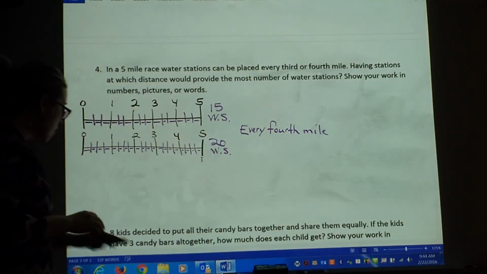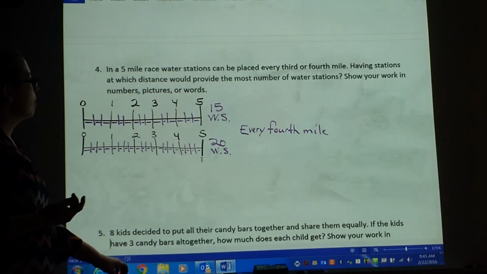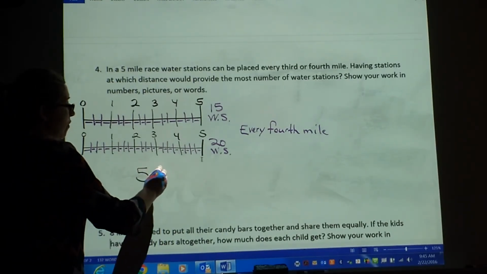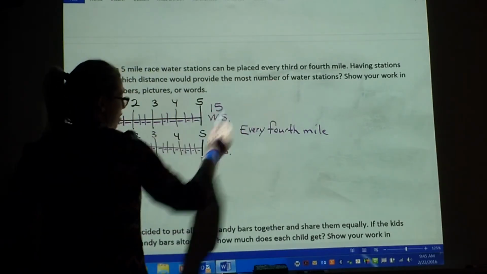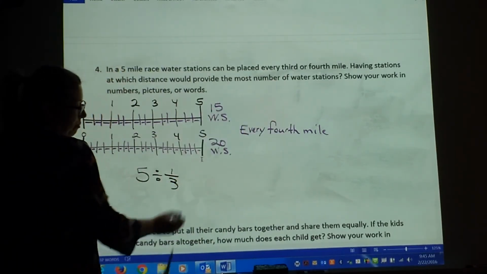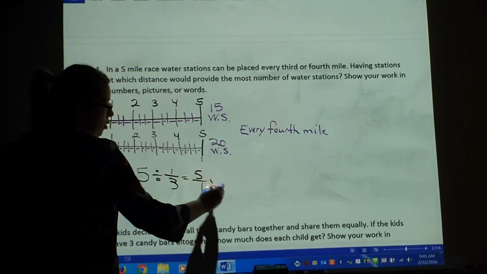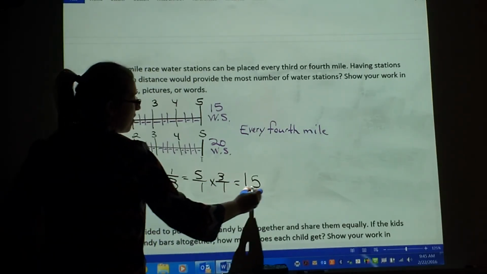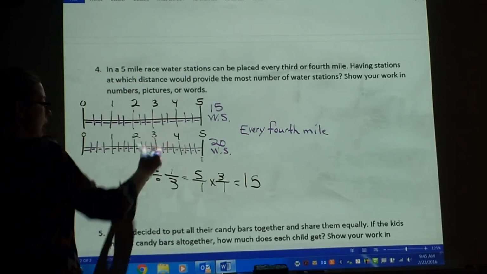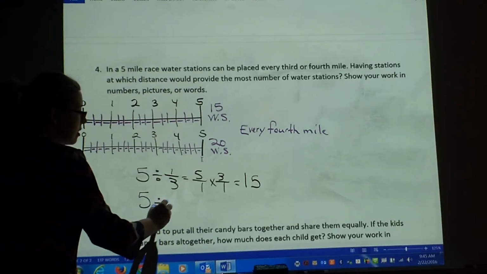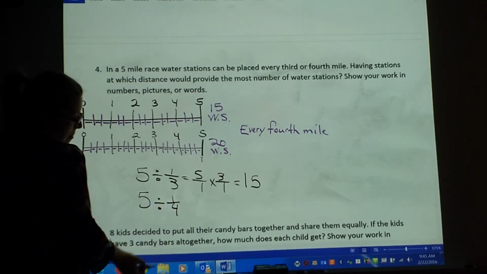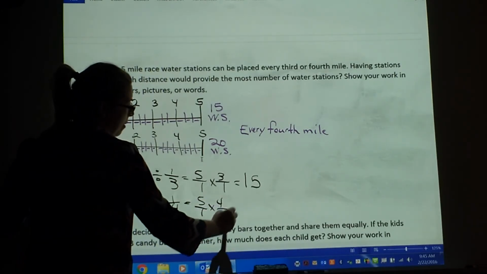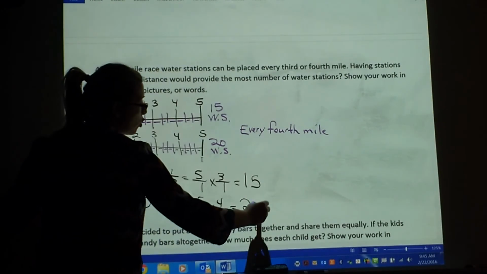Now, if you prefer, you may solve in numbers. How would you do that? You would take the 5 miles and you would first divide it into thirds for your first option. That's keep, change, flip. 5 times 3, that's 15. So there will be 15 water stations. And then your other option is take the 5 miles and divide it by every 4th mile. Keep, change, flip. 5 times 4 is 20.